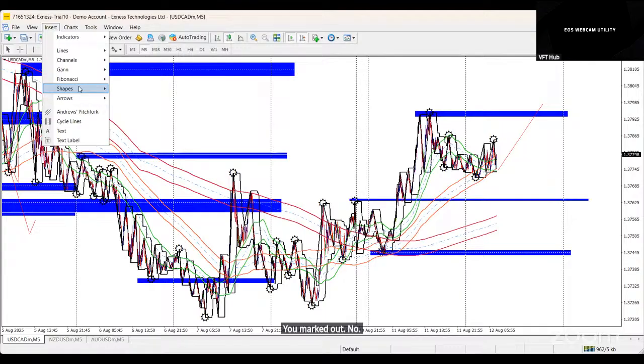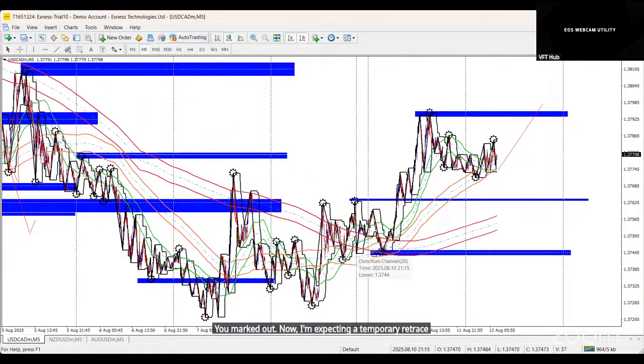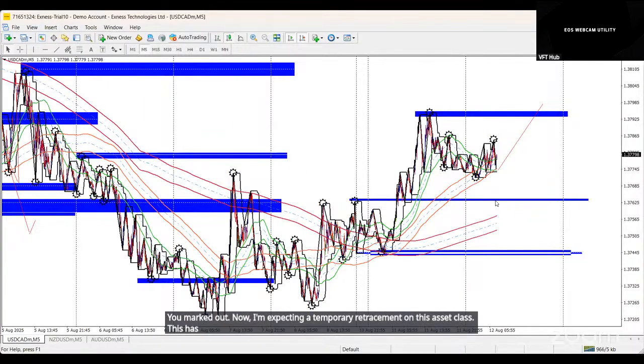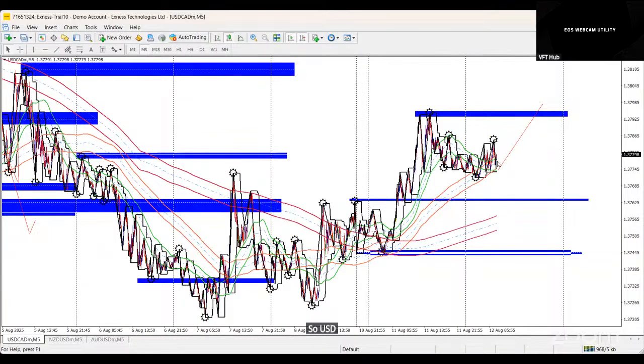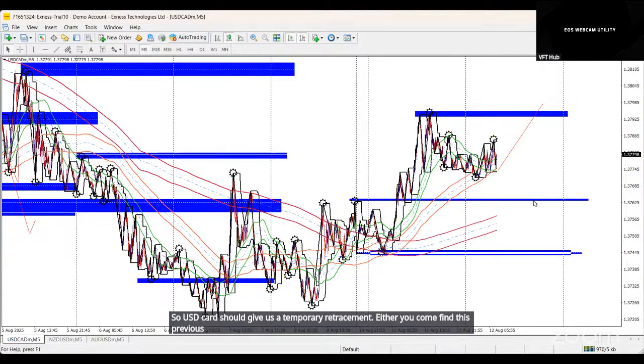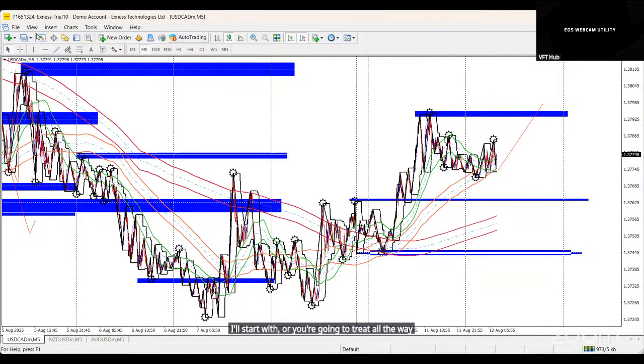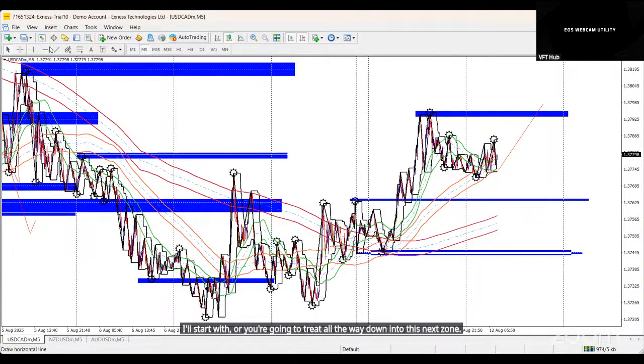Now I'm expecting a temporal retracement on this asset class. This has two confluences around this level. So USD CAD should give us a temporal retracement. Either you come find this previous resistance that could act as current support and start to buy, or you're going to trade all the way down into this next zone, which is 0.